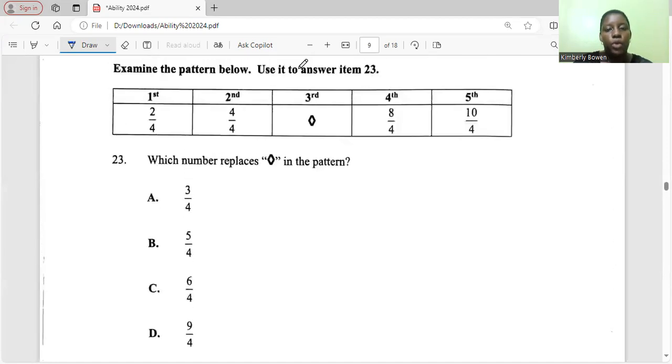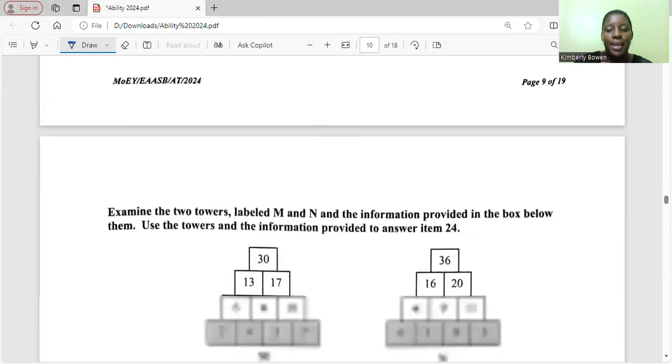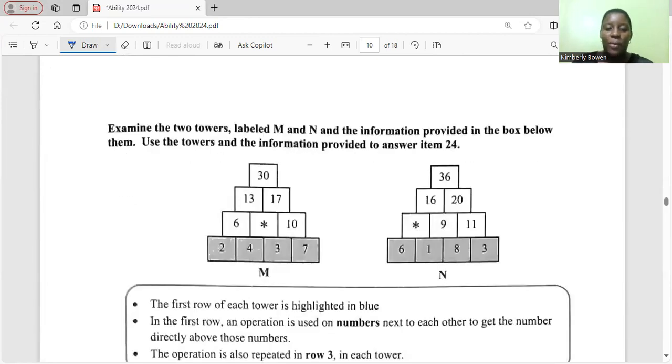Examine the pattern below. Use it to answer item 23. So we have 5 columns. Everything is over 4. The denominator is 4. And I see that the pattern for the numerators is that it's going up by 2. 2, 4, so this is 6, 8, 10. Correct answer 6 over 4. I hope we're still just looking and seeing what we got correct. Comment down below if you have any queries.